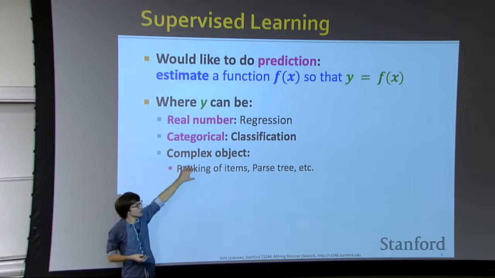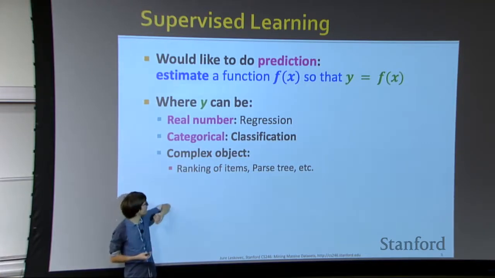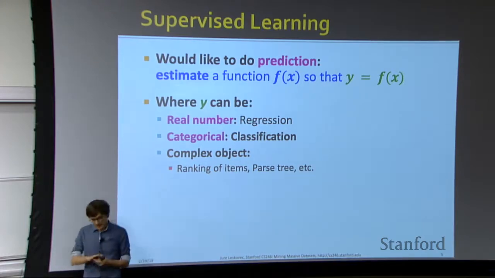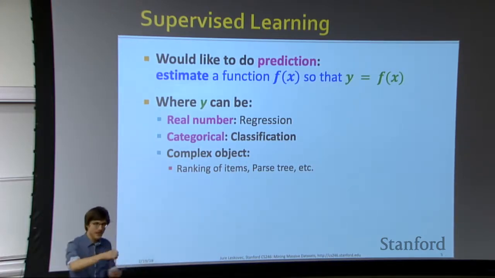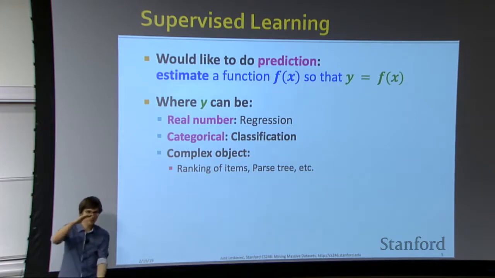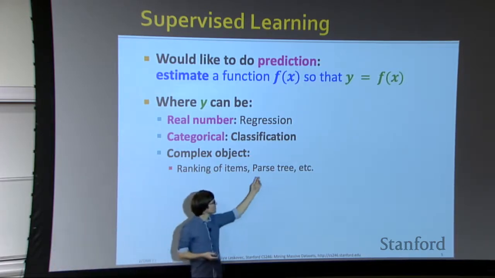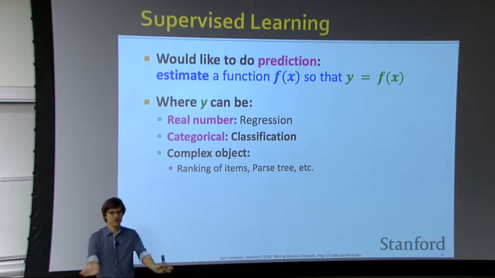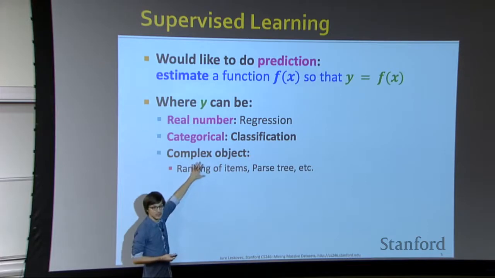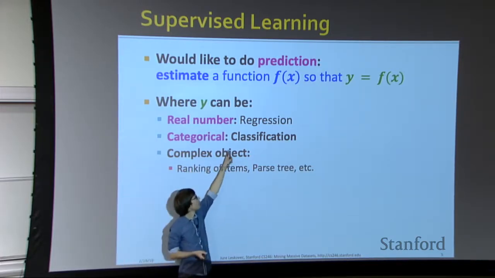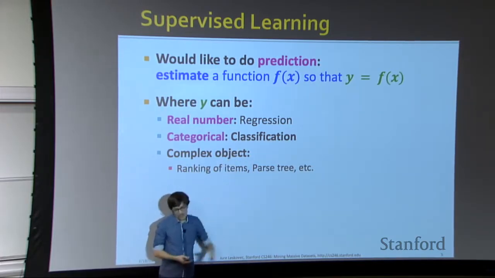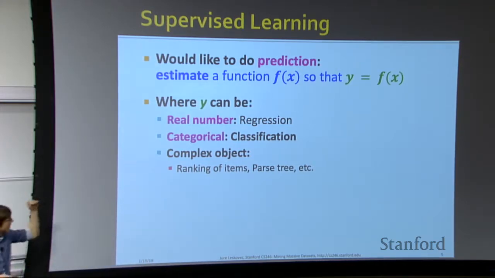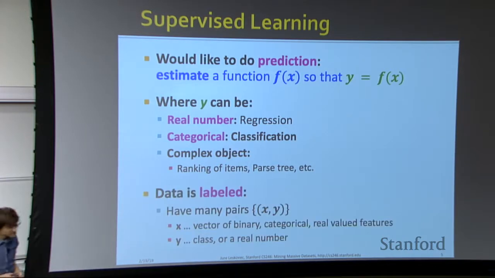And then prediction can also be very complex. For example, in recommender systems, you could imagine that what you are really predicting is not just how much you will like a certain item, but actually the ranking, the ordering of the items. Or in natural language processing, given a sentence, I want to predict the entire parse tree of that sentence. So here, the output object is not just a number or a category, but a complex object. And things get very interesting when you go beyond simple regression and classification.